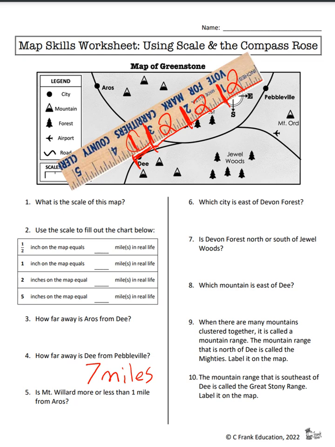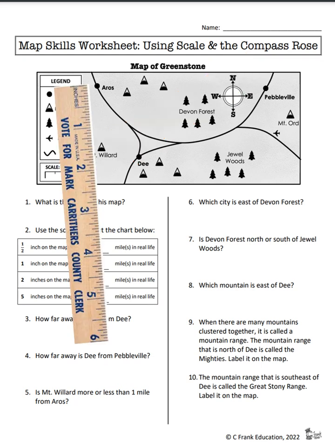I like question number 5. It's a little bit outside the box. And if you're not careful, you'll get tricked. It says, is Mount Willard more or less than 1 mile? Not 1 inch, 1 mile. That means it must be at least more than a half an inch, right? Because half of 2 miles is 1 mile, and 2 miles is 1 inch. So half of that is a half an inch.